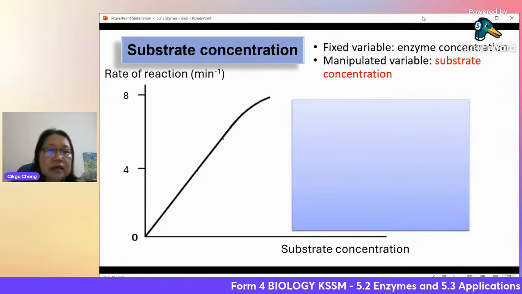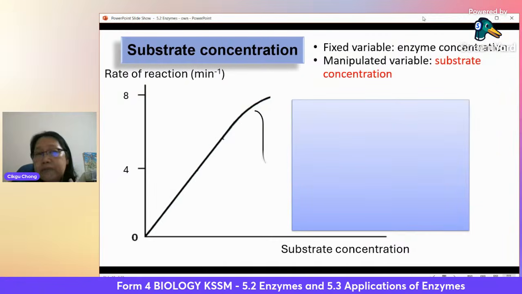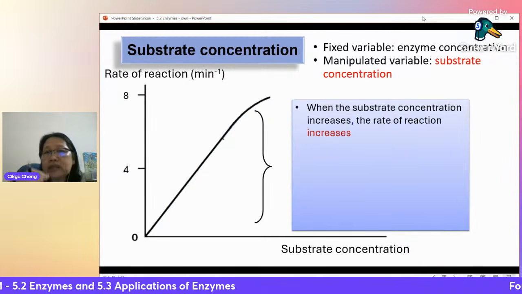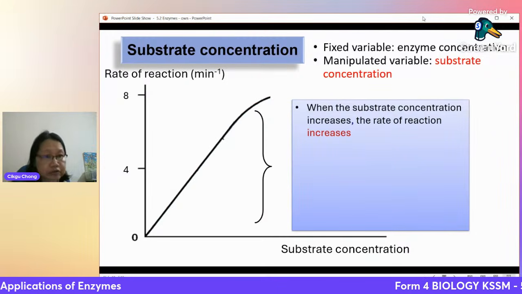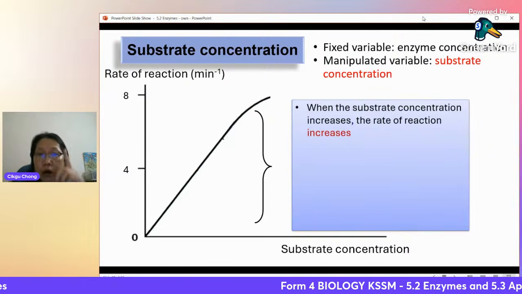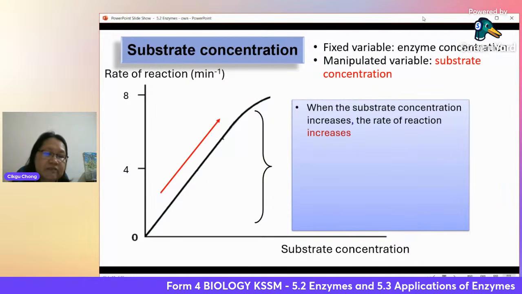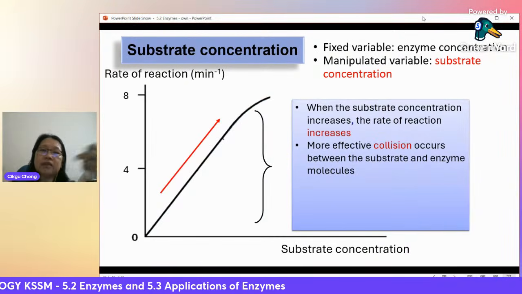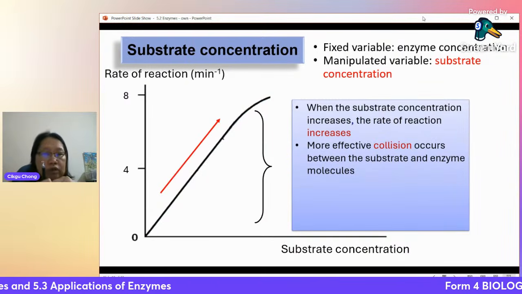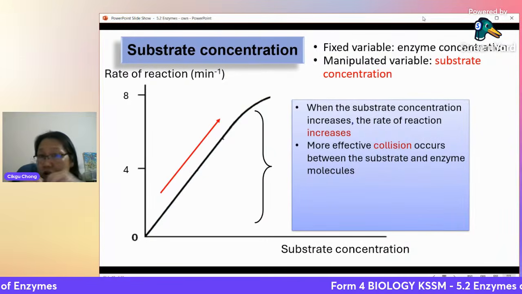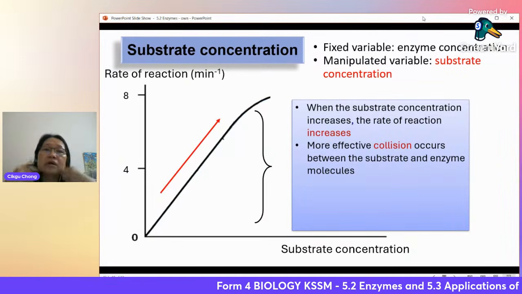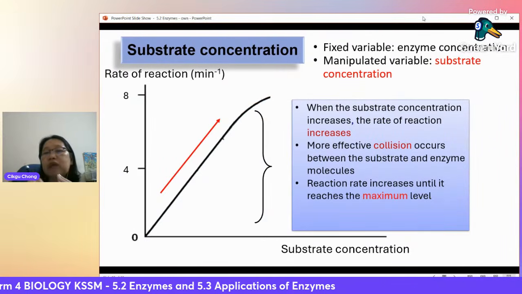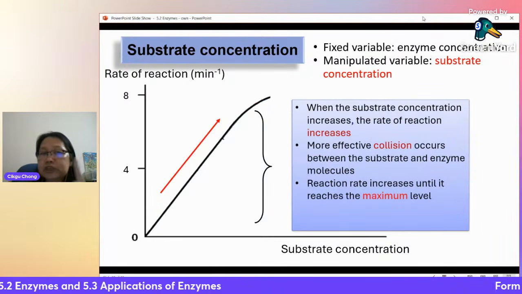Let's say, for example, in the beginning, you'll find that the more substrate you add, the graph goes up. When the substrate concentration increases, the rate of reaction will increase. What's the reason first? First of all, because you get more effective collisions. You add in more substrate, there are more chances for your enzyme to collide with your substrate. So more effective collisions, therefore more enzyme substrate molecules can form.